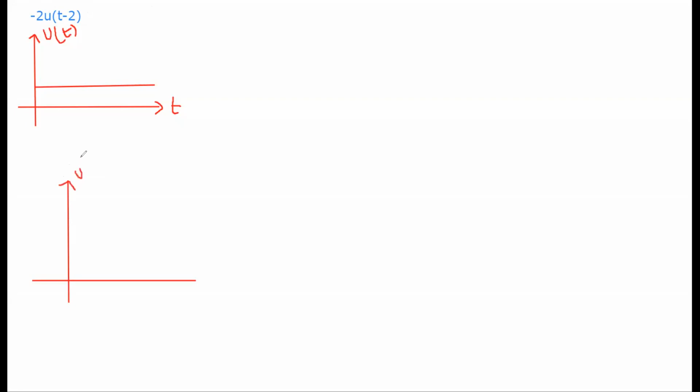U of t minus 2. So t minus 2 means, shall we shift the signal towards right or left? The signal should be shifted towards the right, by how many units? 2 units of time. Very good. So here the signal is shifted towards right by 2 units of time.